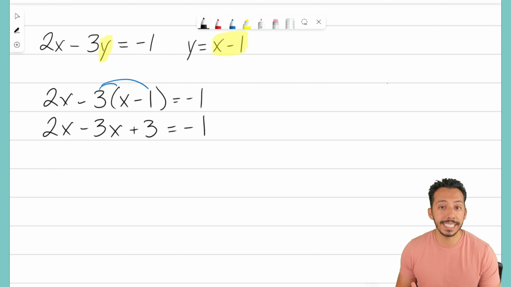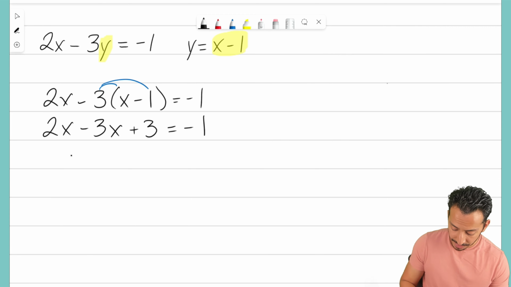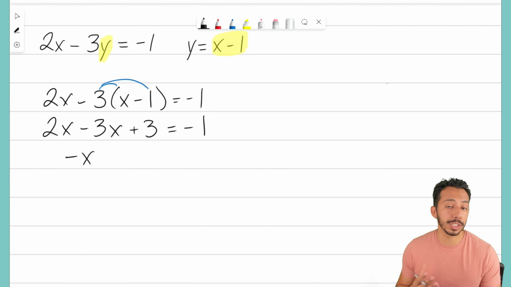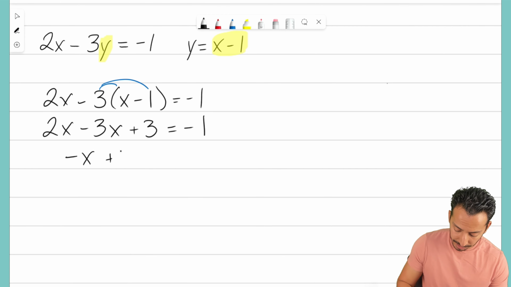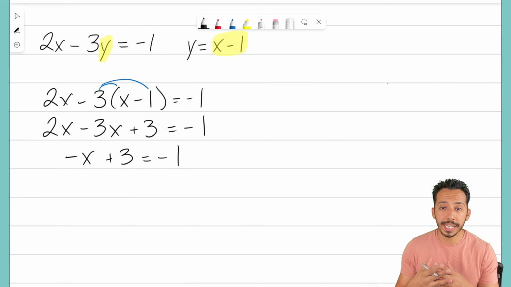It's probably a good idea now to combine our like terms. I see that I have 2x's, take away 3x's. That'll leave us with -1x, or just -x. Still have the +3, still equals -1. We're combining our like terms.